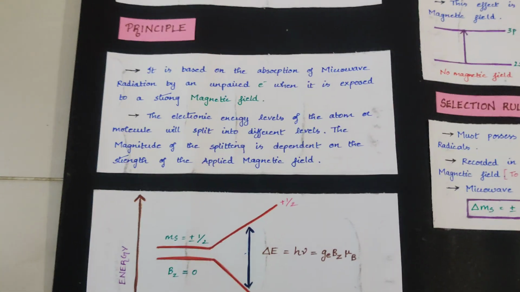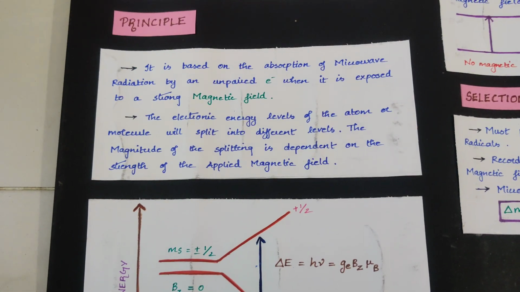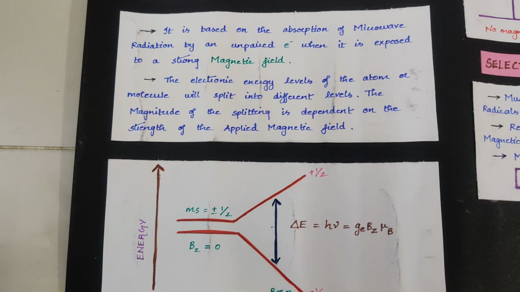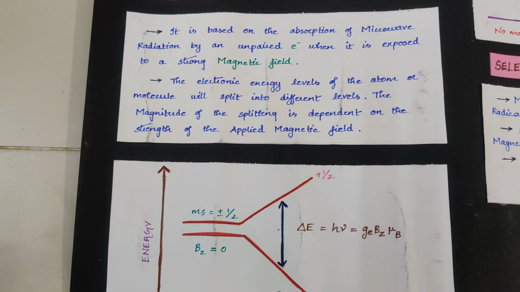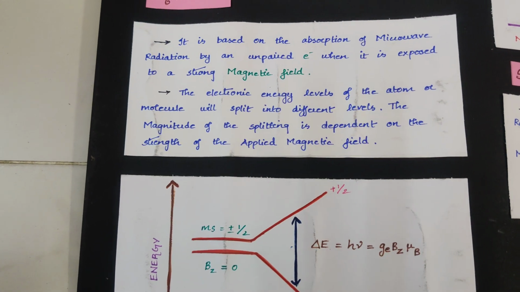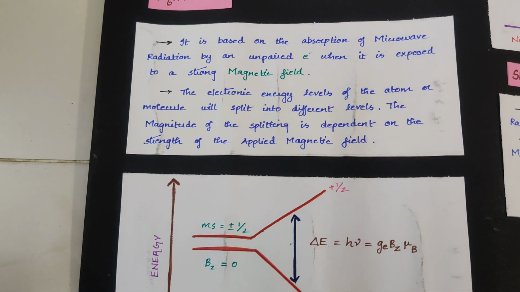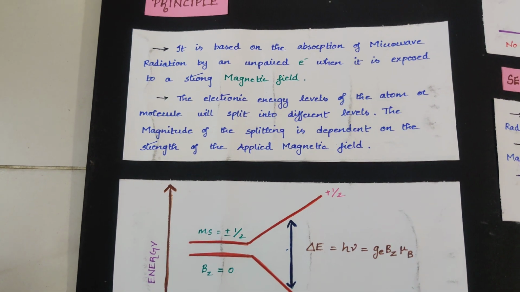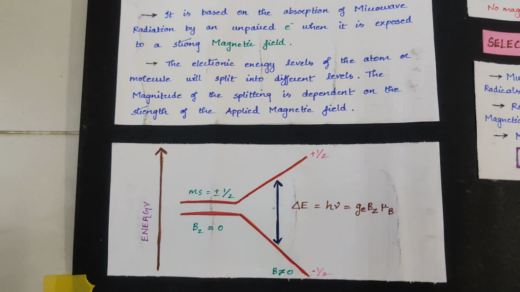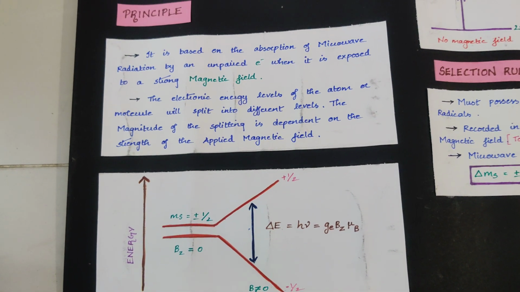This is about the principle of ESR spectroscopy. It is nothing but unpaired electrons that are excited to a higher energy state under a magnetic field by the absorption of microwaves. The excited electron changes its direction of spin and relaxes to the ground state by emitting photons. So this is the basic principle behind ESR.